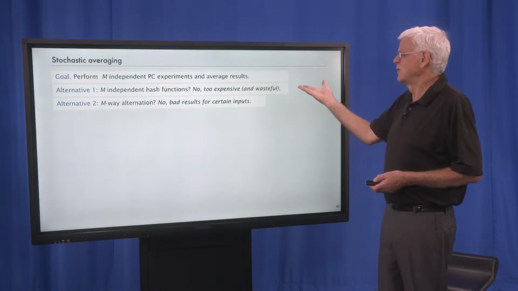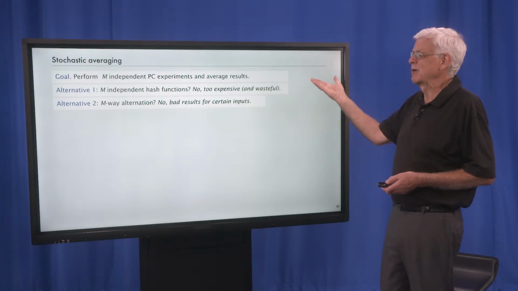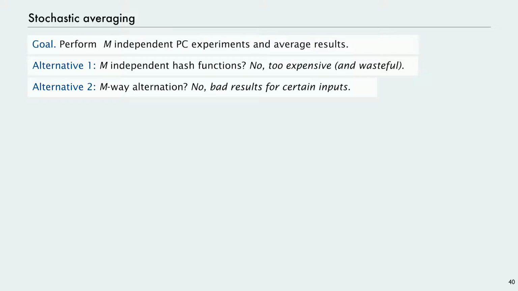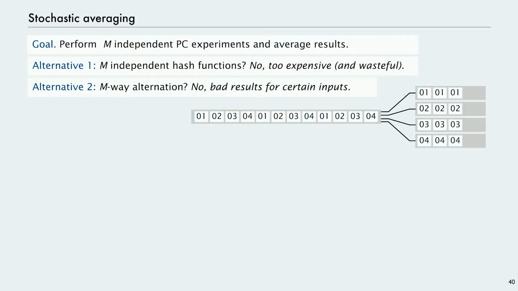Well, that's no good because it's much too expensive. We can barely afford one hash function. It's just too expensive and wasteful. Another thing you might try is, when you get the data, just switch from one experiment to another. So the first one goes into the first stream, divide into m streams. First one goes into the first stream, second one into the second, and so forth.